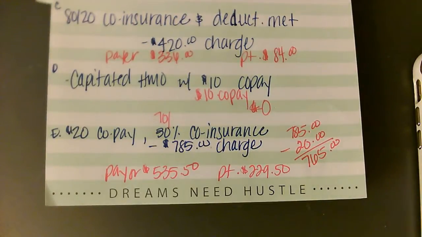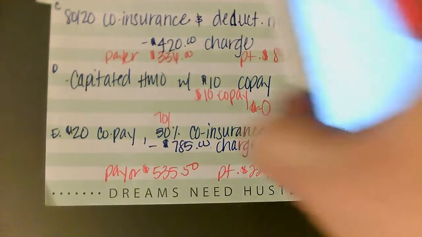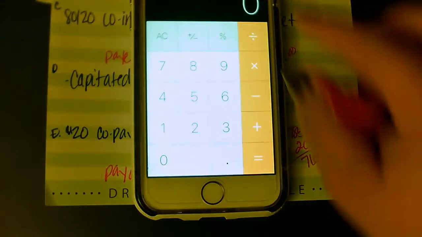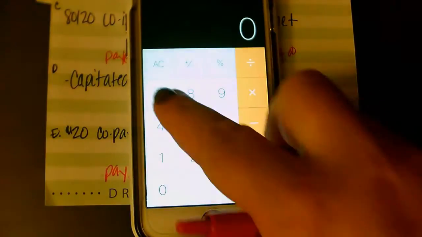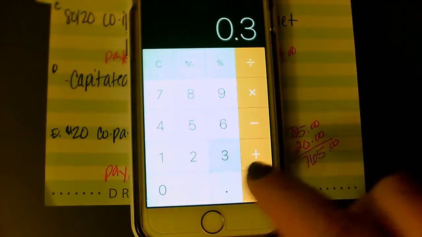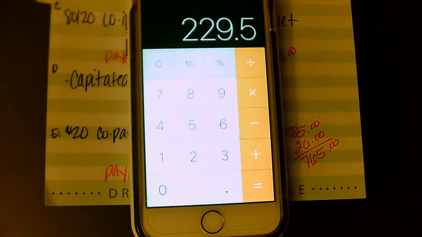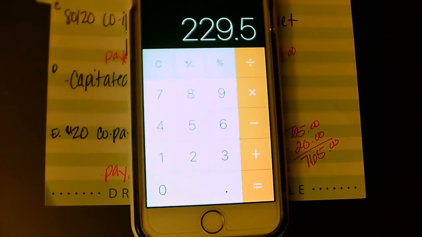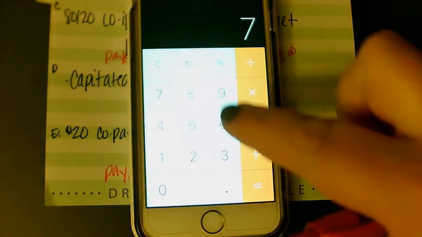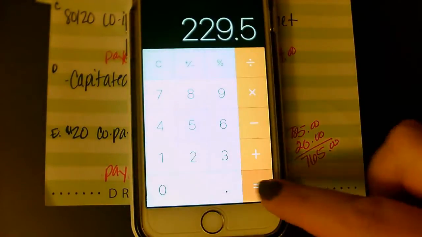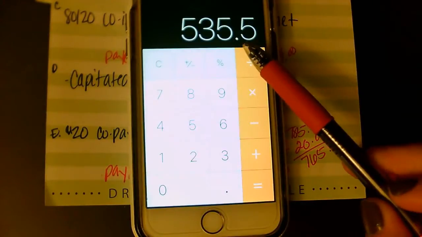And then to figure out what our patient and insurance responsibilities will be, we are going to take 765 times 0.30, which is the 30% that the patient is going to pay, and that's going to give us $229.50. That's the patient's responsibility, which leaves us $535.50 to bill the insurance.